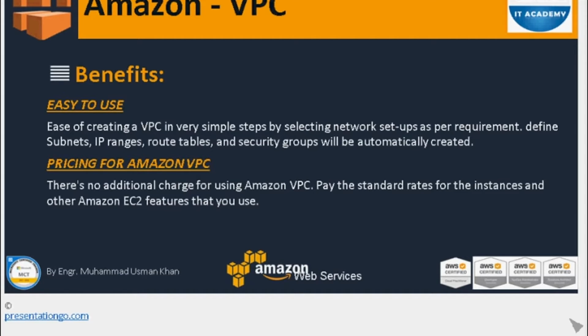Related to the price for Amazon VPC, there is no pricing for any Amazon VPC component except the NAT gateway. The NAT gateway will incur charges, which is approximately $0.045, but the rest of the components are free of cost. You can create and delete as much as you want. There are no charges.